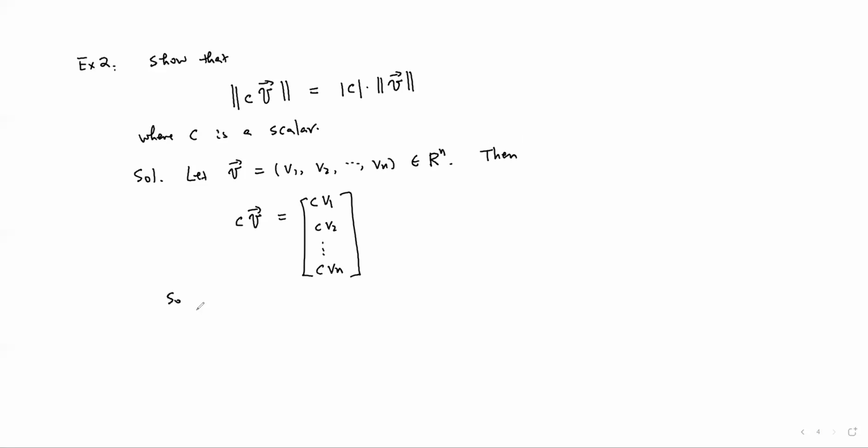So the length of c times v, by formula, is the square root of the first entry squared plus the second entry squared, and so on, up to c times vn squared. Okay, square root.